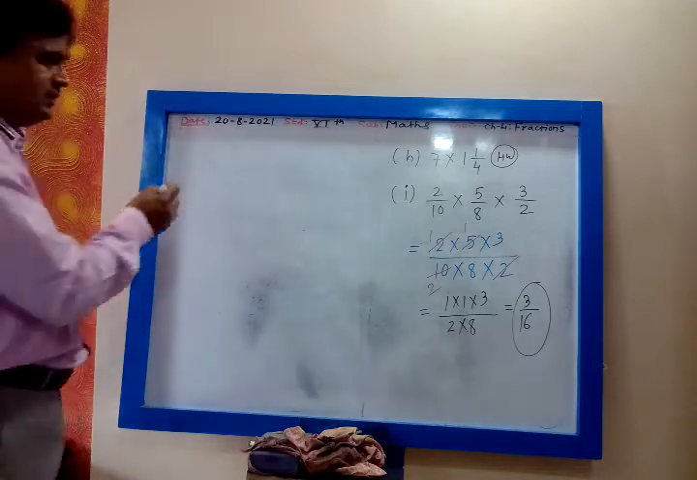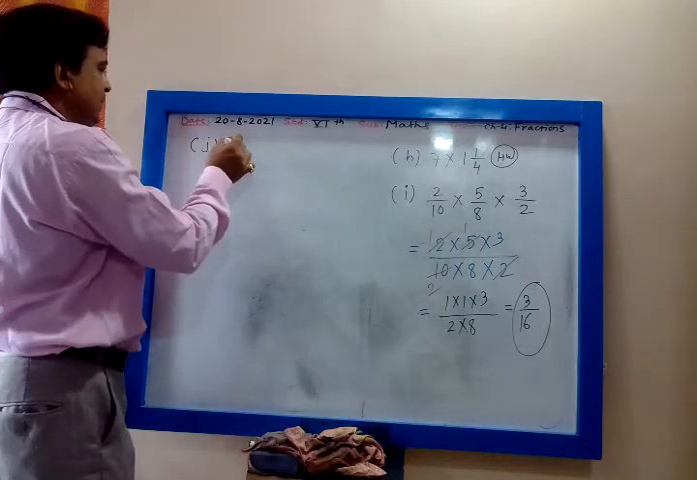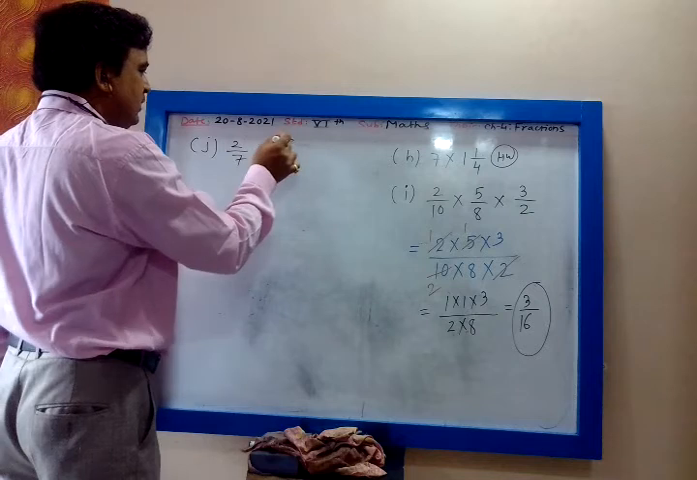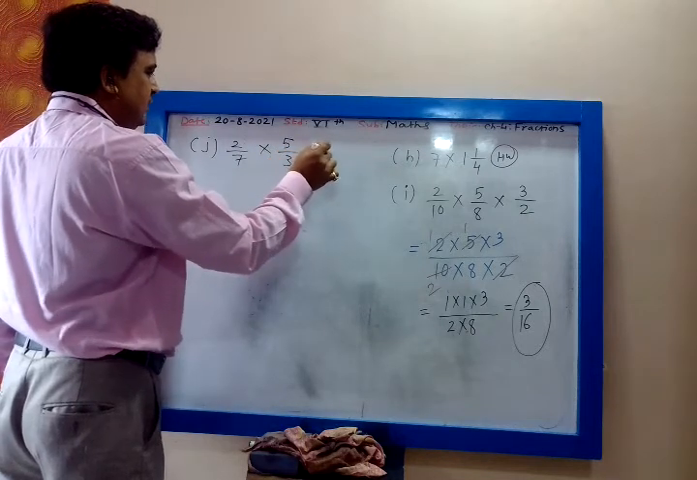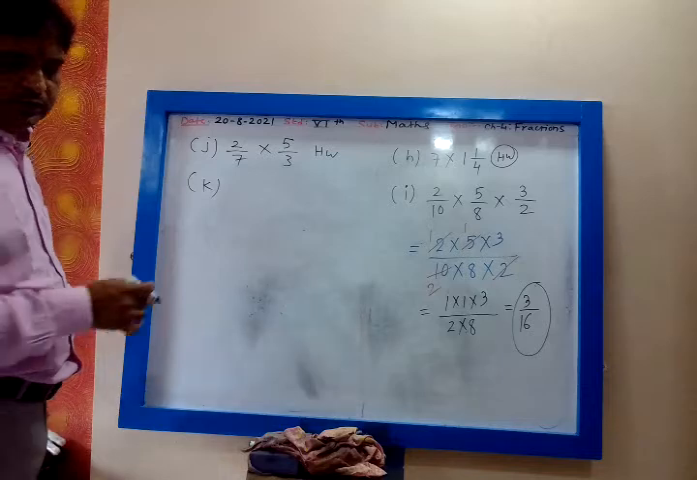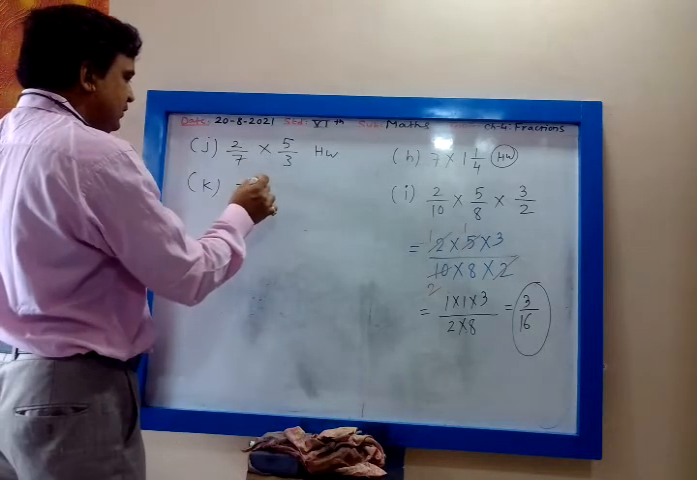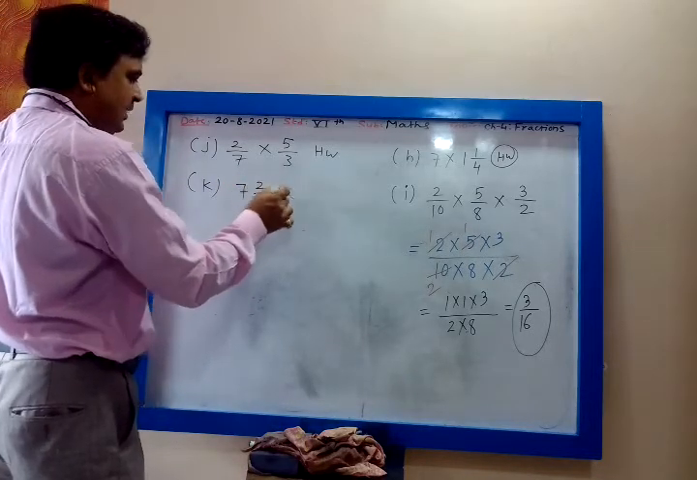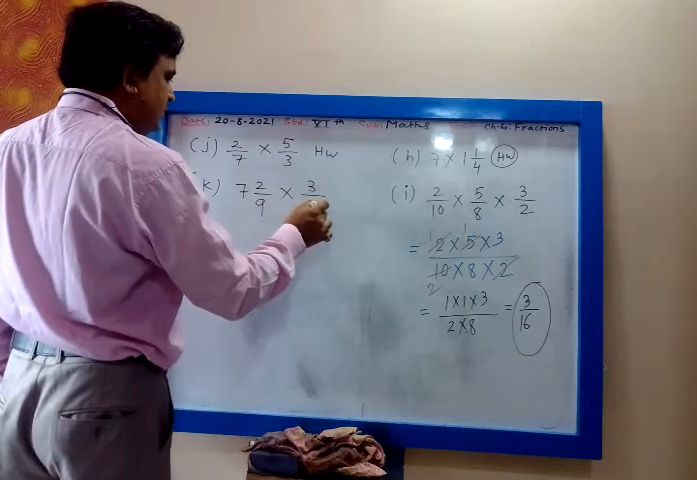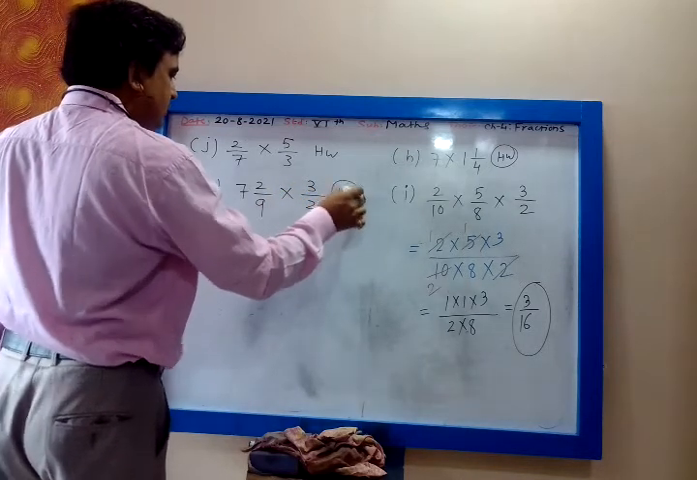Okay, fine. J, 2 by 7 into 5 by 3. Homework. Okay. Then K, 7 is to 2 by 9, a mixed fraction, multiplied with 3 upon 26. So first you convert mixed fraction into improper fraction.